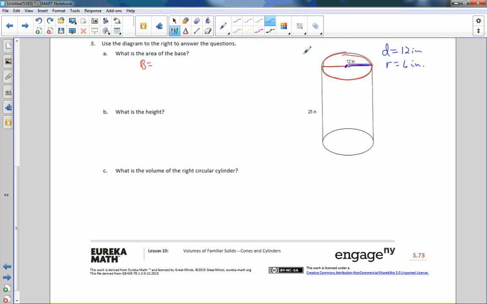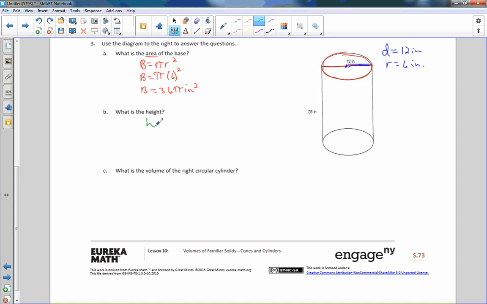So we needed to do that first. So my B is a circle, pi r squared. So B equals pi times 6 squared. So the base is 36 pi inches squared. Remember, area squared.